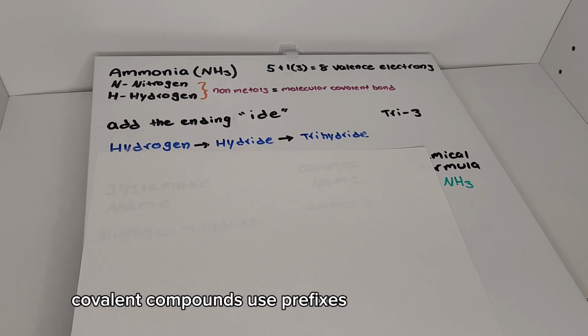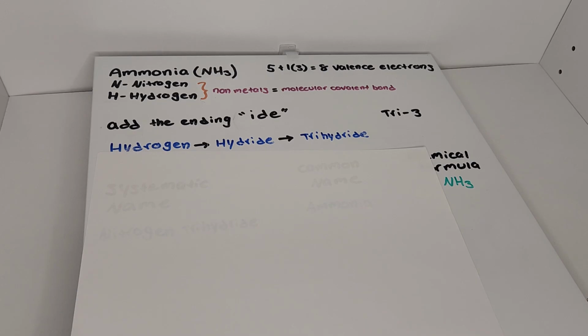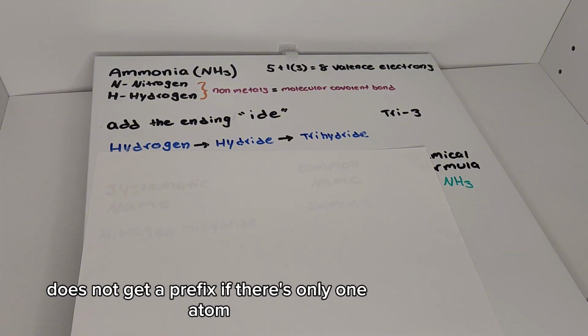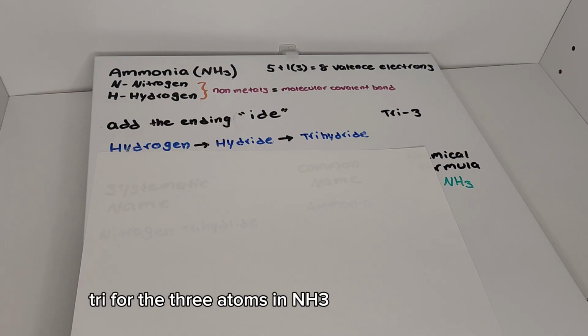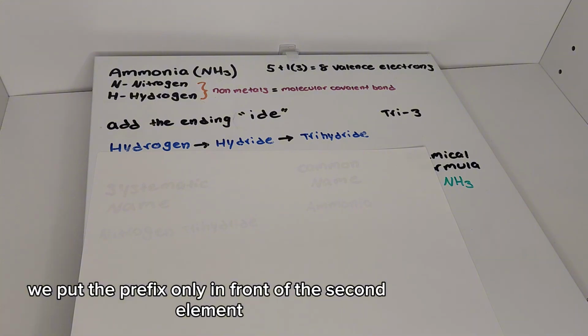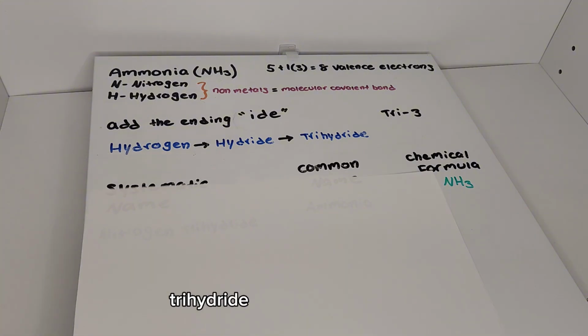Covalent compounds use prefixes to indicate the number of each type of atom. The first element, nitrogen, does not get a prefix if there's only one atom. The second element, hydrogen, gets the prefix tri for the three atoms in NH3, so we get trihydride. We put the prefix only in front of the second element, so together we get the systematic name nitrogen trihydride.